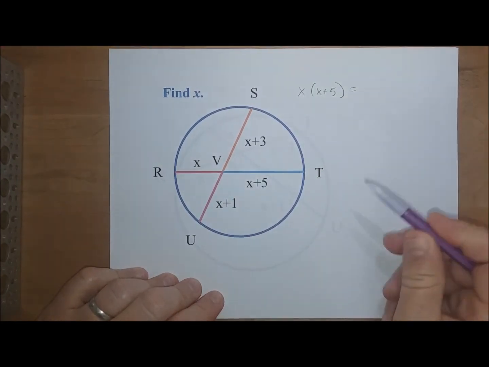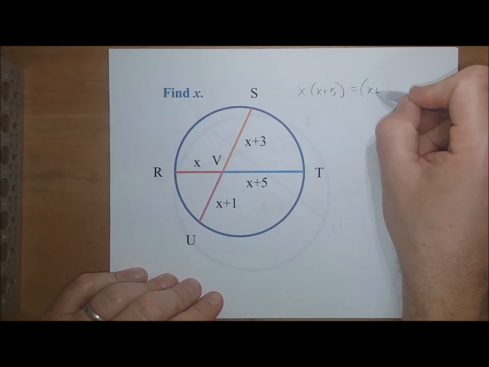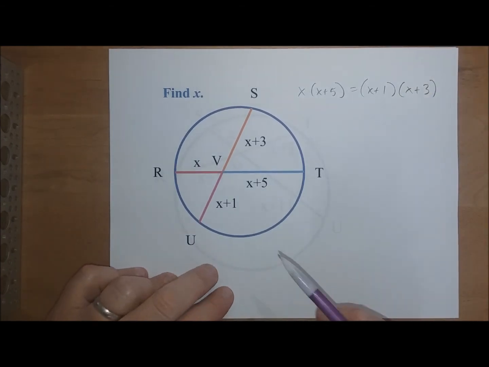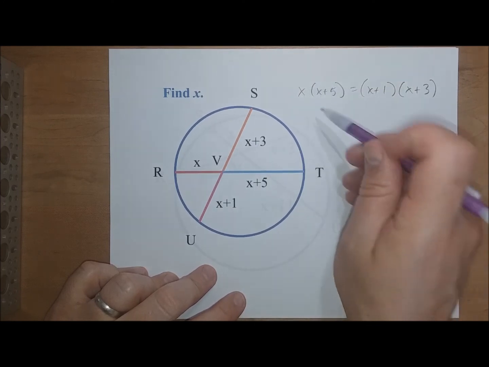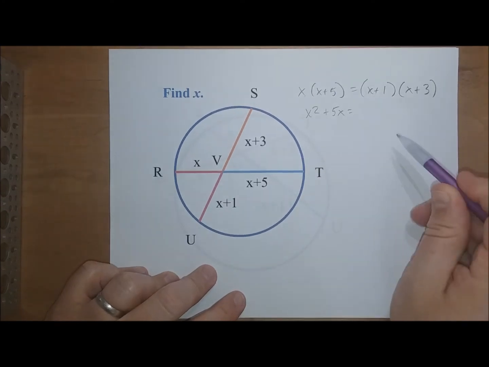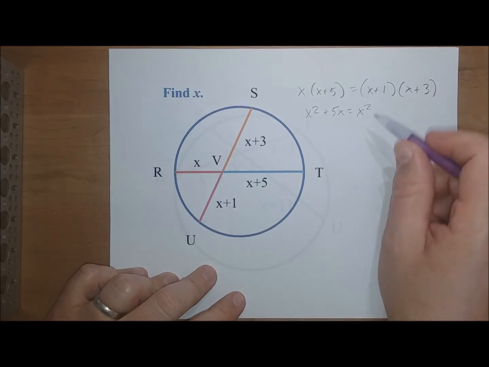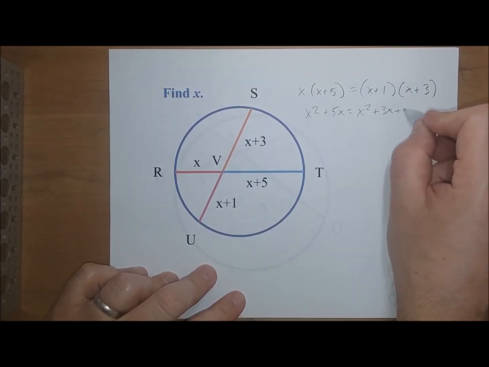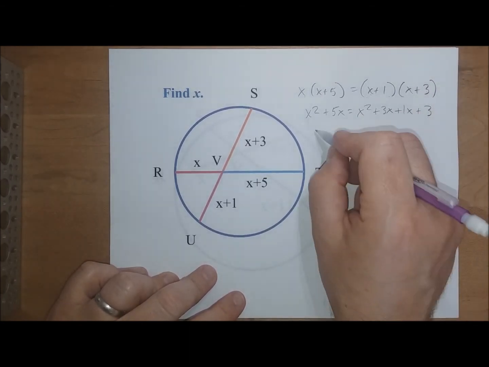That should equal this segment times this segment: x plus 1 times x plus 3. Okay. Can we clean all this up and solve for x? When we distribute x here, we get x times x is x squared, plus x times 5 is 5x. And here, when we FOIL this, x times x is x squared, plus x times 3 is 3x, plus 1x, plus 3. And we can combine some like terms over here.